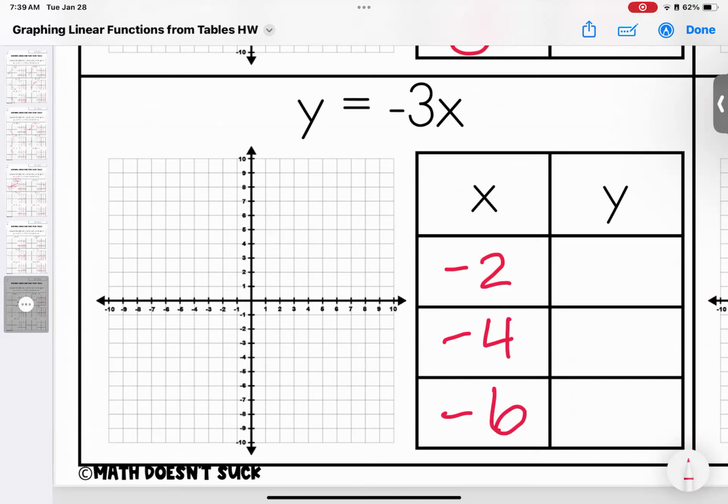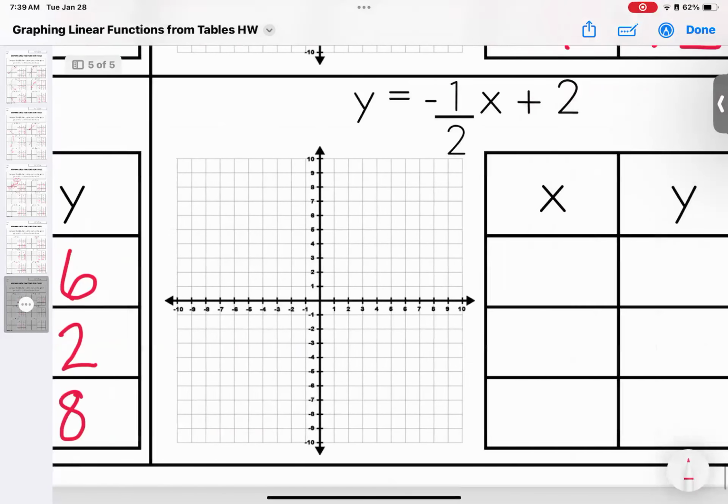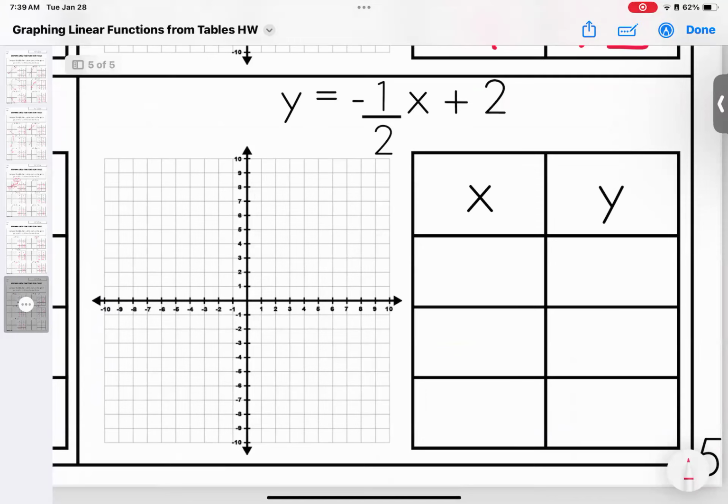3 times 2 is 6. The signs agree, it's positive. 4 times 3 is 12. The signs agree, it's positive. 6 times 3 is 18. The signs agree, it's positive. And then this last one, when we're multiplying by a -1/2, again, choosing a positive number is going to make your life easier. You're simply cutting it in half and making it negative.